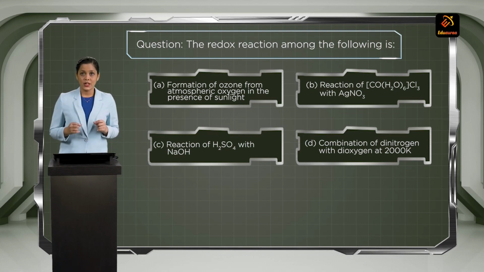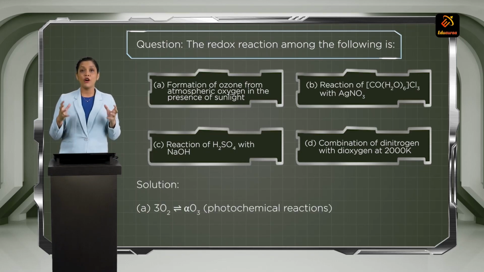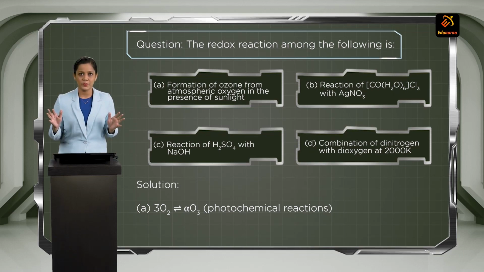So now students, let's see the first reaction, that is formation of ozone. Let's write its equation. The equation says that is O2 going to O3. Balancing both the sides, we get 3O2 going to 2O3. And here it is a photochemical reaction and there is no change of oxidation numbers.